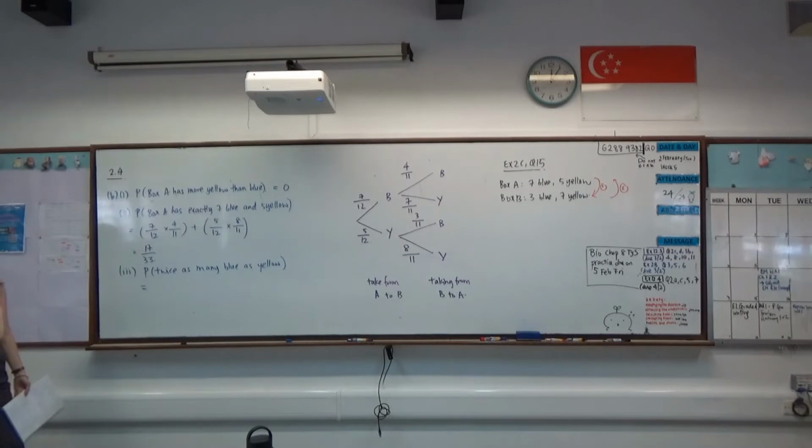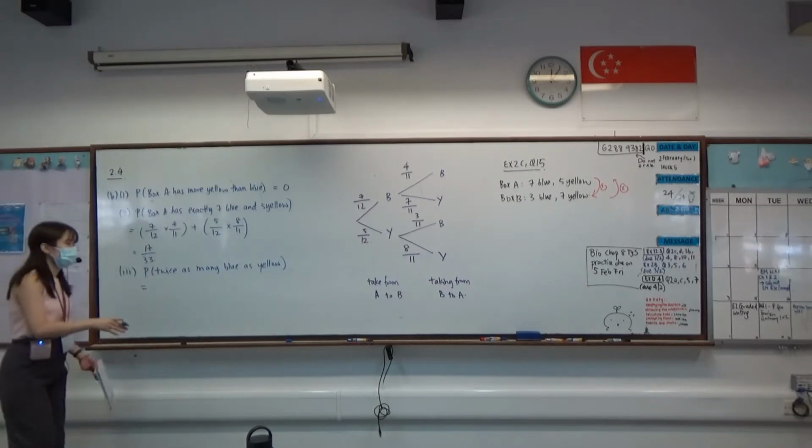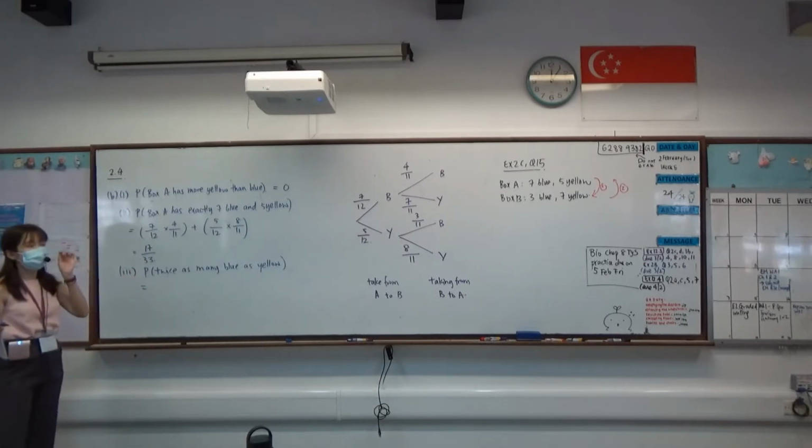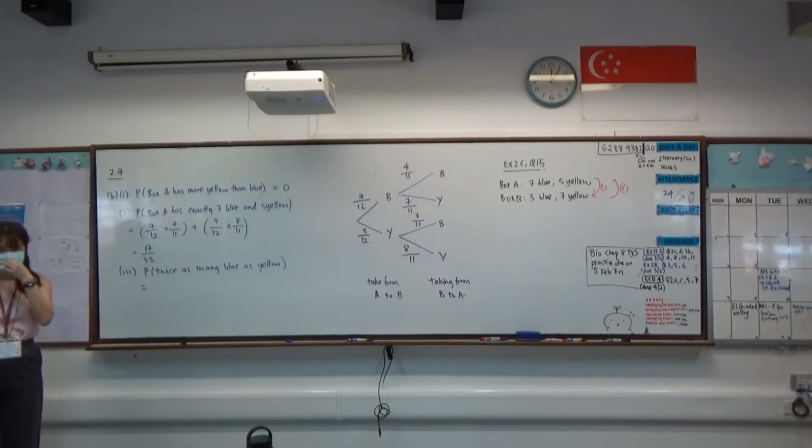Okay, last one. How should I go about shifting the balls such that at the end in box A there are 2 times more blue than yellow? Currently we have 7 blue and 5 yellow. So what must we do? What should I take out from box A first, and what should I put back into box A after that?